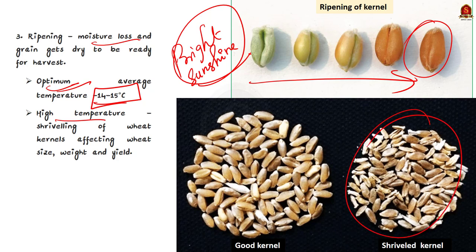See, shriveling means the kernels wrinkle due to the loss of moisture, so it results in low wheat size and weight, and this ultimately results in lower yields.